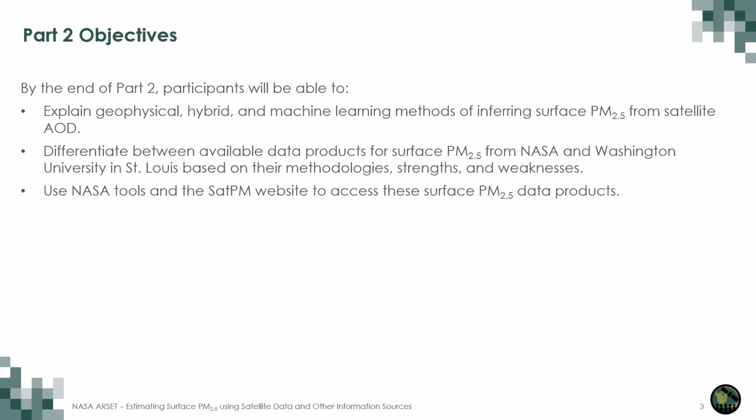Our objectives for this training will be, by the end of part 2, that participants will be able to explain the geophysical, hybrid, and machine learning methodologies used to infer surface PM2.5 from satellite AOD information and other data sources. Second, we hope you'll be able to differentiate between these available data products for surface PM2.5 from NASA and Washington University in St. Louis based on their methodologies and the strengths and weaknesses of the two data products. And finally, you'll be able to use NASA tools and the SatPM website to access these surface PM2.5 data products for a region of interest and a time period of interest to you.